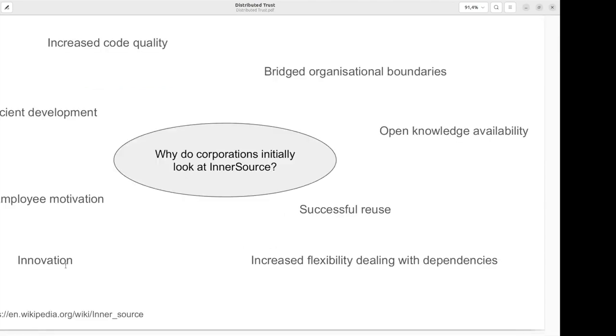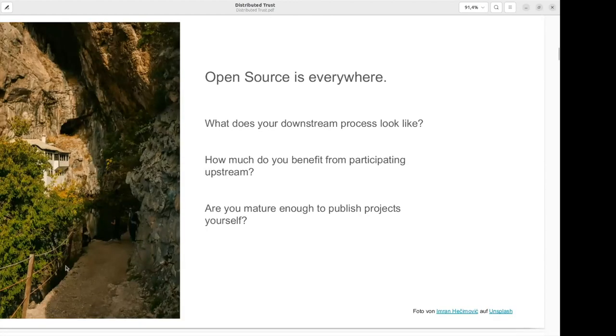So let's take a brief look at why companies initially look towards InnerSource. We've heard about people being motivated to create more efficient development, to open up knowledge sharing, make it better available, but also about bridging organizational boundaries. If you look a bit deeper, we notice that InnerSource helps you to understand open source better, like we heard in the Airbus talk just now, where people start looking at what their downstream process looks like, but also enabling colleagues to benefit from participating upstream.